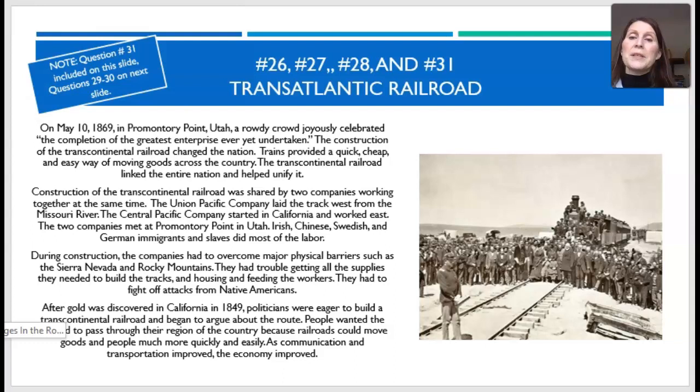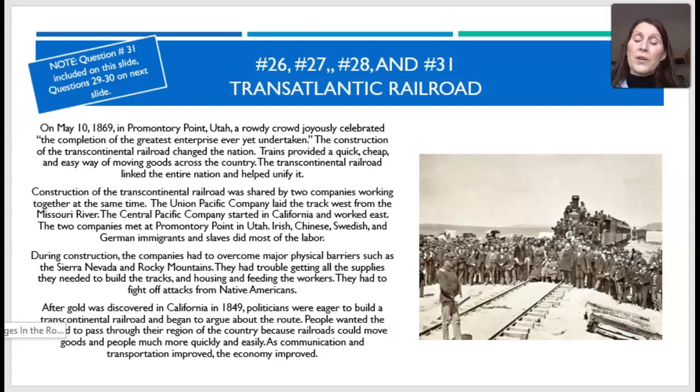During construction, the companies had to overcome major physical barriers, such as the Sierra Nevada and Rocky Mountains. They had trouble getting all of the supplies they needed to build the tracks, and housing and feeding the workers. They had to fight off attacks from Native Americans.